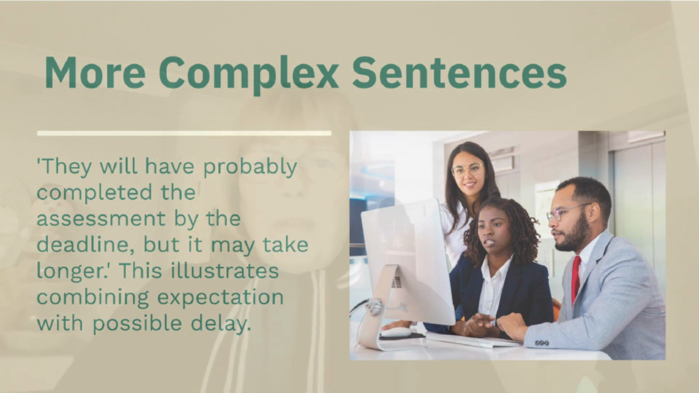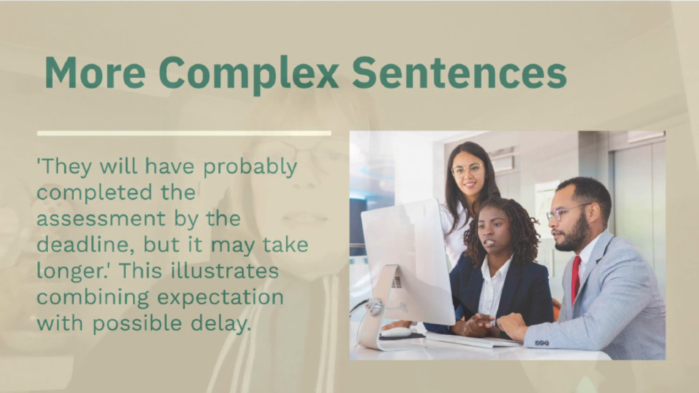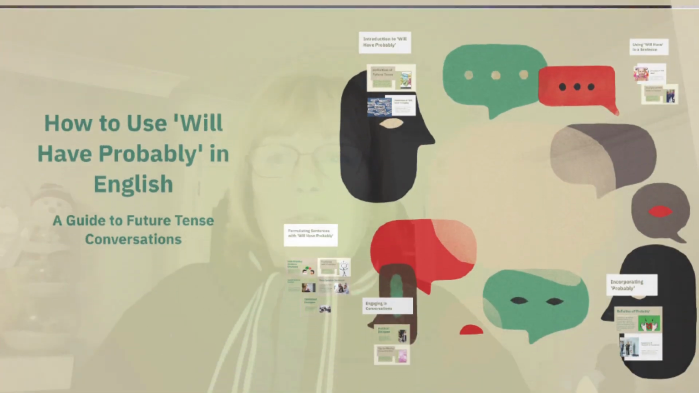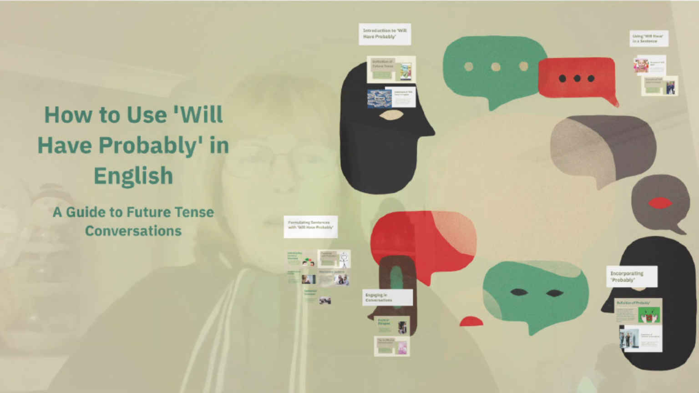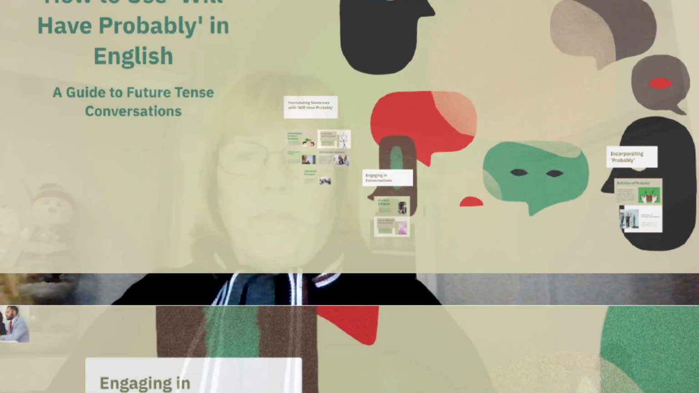And what about if you're level 2 and you're writing far more complex sentences? Well, let's try this one. They will have probably completed the assessment by the deadline, but it may take longer. So here we have a combination, things added together, an expectation that it's going to happen. Oh, there might be a delay. It might not happen after all. So make sure you know how to use will have, how to use probably, and how to put together will have probably when you're looking at English.